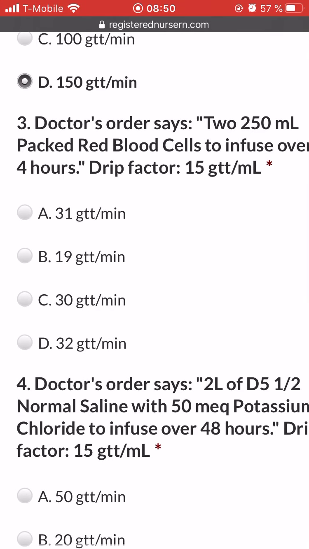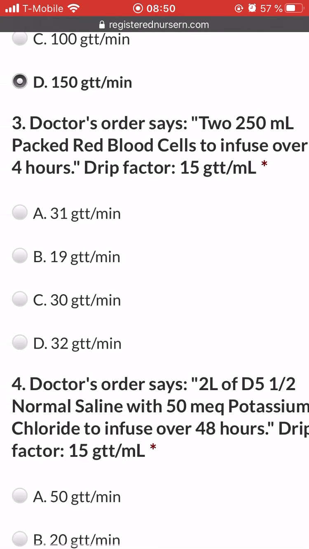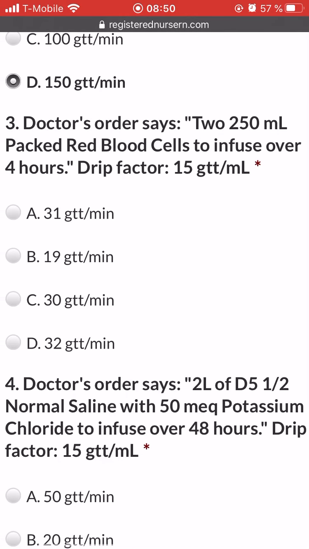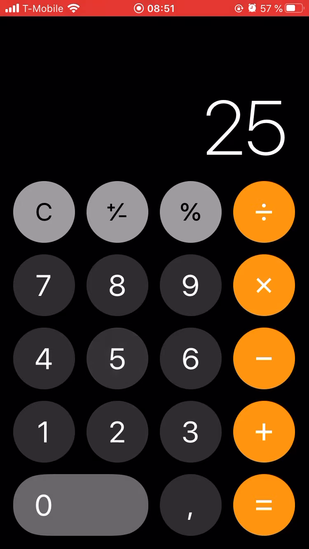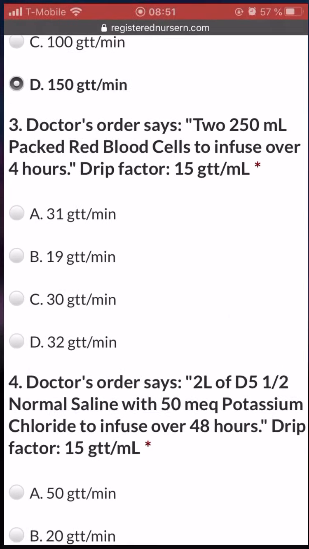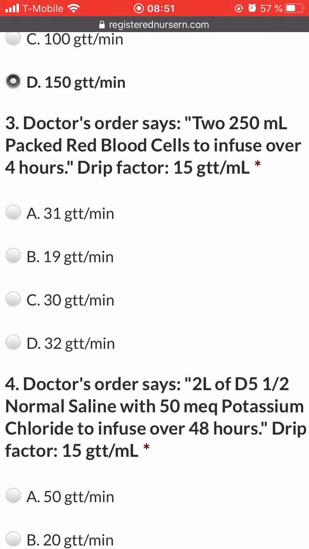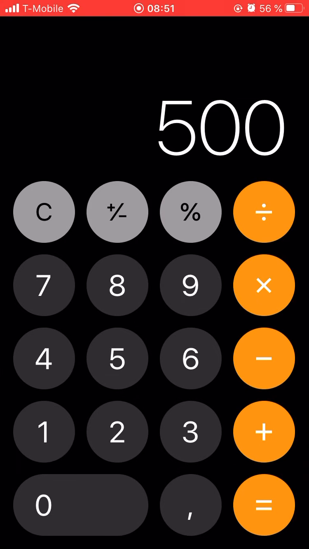250, check this out, 250 milliliter packed red blood cells to infuse over 4 hours. Drip factor 15 gotas per milliliter. We have 2 of the 250 packed red blood cells, so it's a total of 500 milliliters. You have 4 hours to do it. There's 15 gotas. We're going to multiply the 2 bags, which is 500, times the 15 gotas that we have.